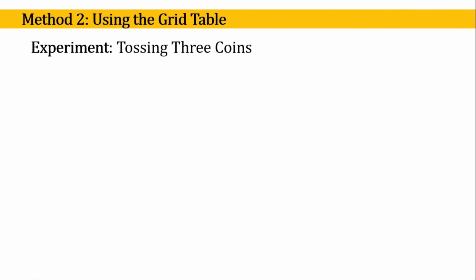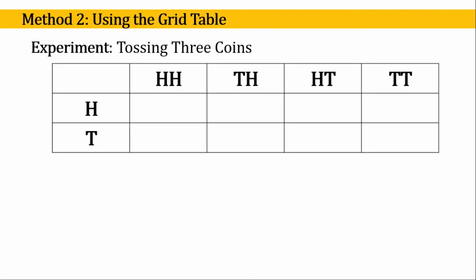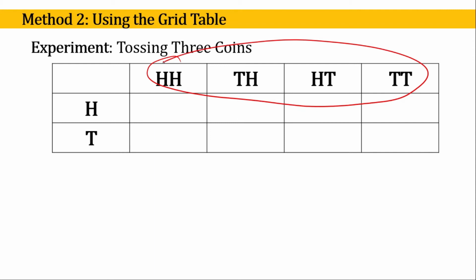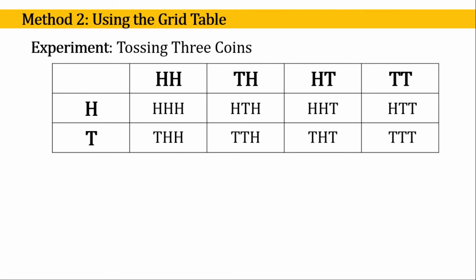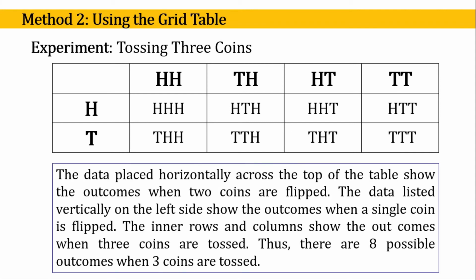Now tossing three coins will somehow be different. First, we need to find the possible outcomes in tossing two coins. Then after that, we will use those outcomes and pair them to the outcomes in tossing another coin. So these are all the outcomes when we toss two coins together, and this is the outcomes if we toss the third coin. If we combine them together, we will be having this data. So all in all, we have eight possible outcomes.